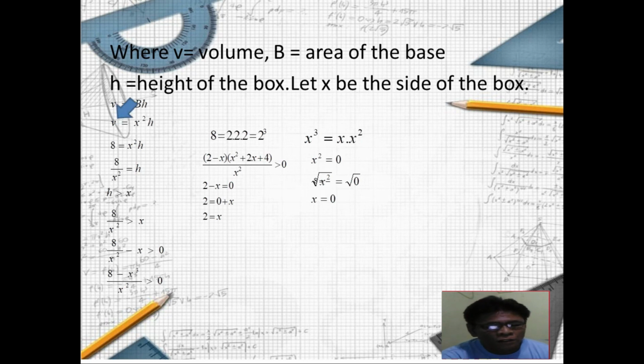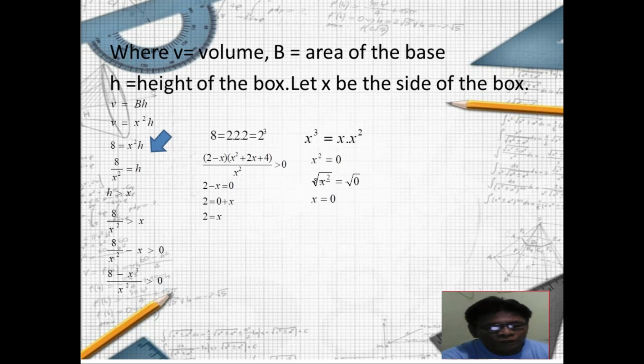Okay, so this is now the solution. The formula equals volume times the height. Then the B, or the area, is x squared, then times the height. X squared because the base is a square, so the area of the square is x squared, and times the height.